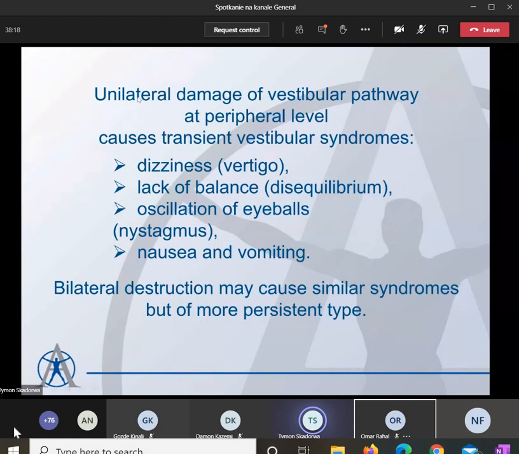We should say that unilateral damage of the vestibular pathway at the peripheral level will cause transient vestibular syndromes. We call them vertigo, which is dizziness, the lack of balance, and the oscillation of eyeballs. This is what we call nystagmus, very specific for vestibular pathway problems, and also nausea and vomiting, which are something disagreeable related to damage of the vestibular pathway. Now, bilateral destruction may cause similar syndromes, but of a more persistent type.